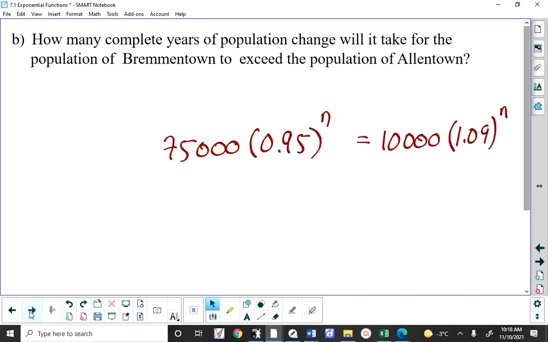I guess before we talk about the assignment or the practice, any questions with this? JV? Sure.